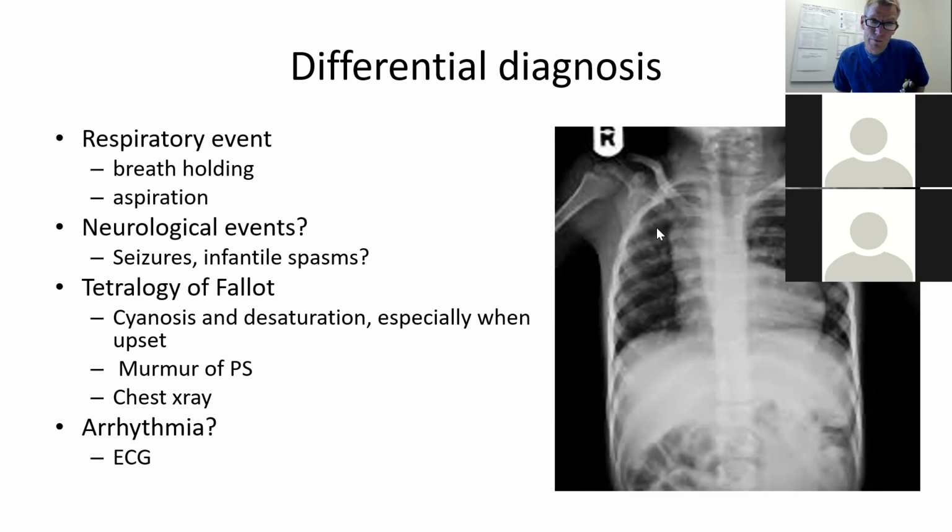But when you're looking at a chest X-ray, look for the shape of the heart and also look to see whether the lung fields are plethoric, normal in vascular markings, or oligemic. This one looks pretty normal to me. It doesn't look oligemic.